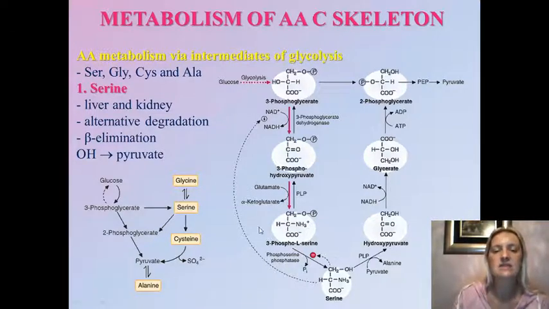Here we have an example of feedback inhibition. So serine, which is the final product of this biosynthetic pathway, inhibits both phosphoserine phosphatase and 3-phosphoglycerate dehydrogenase.